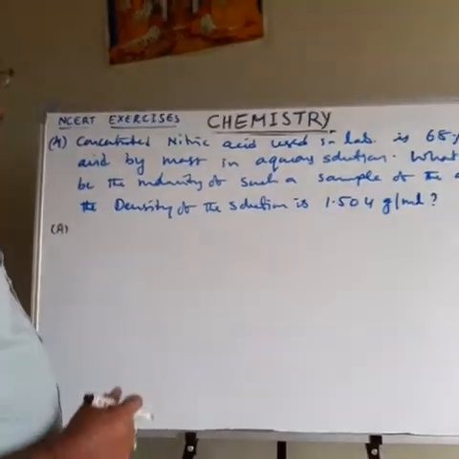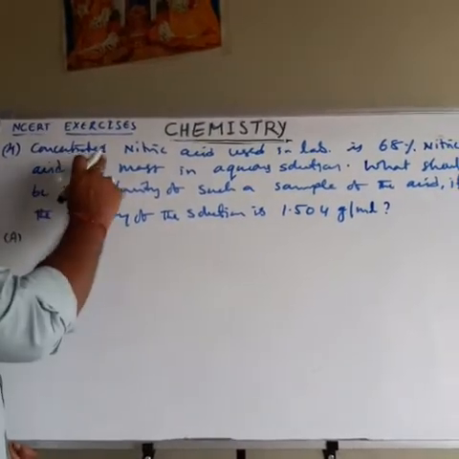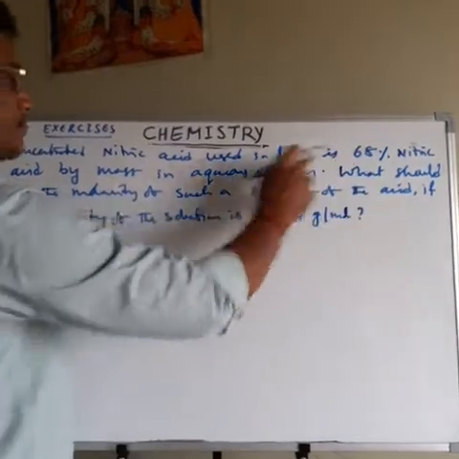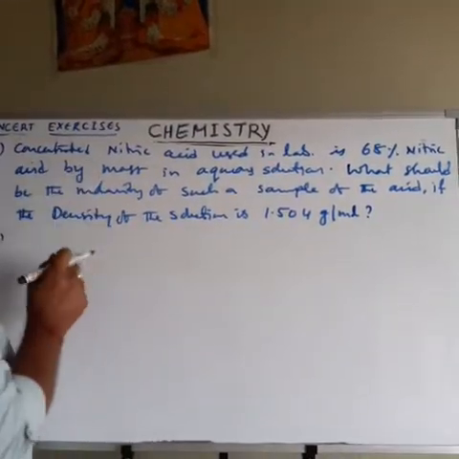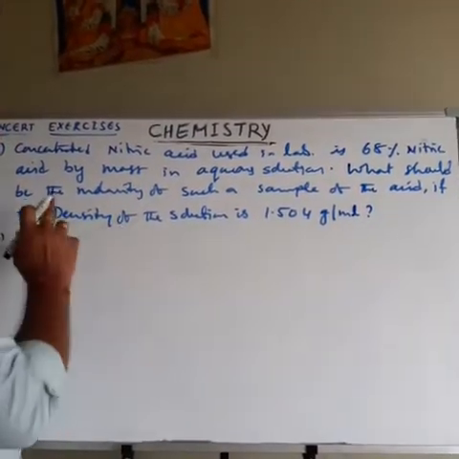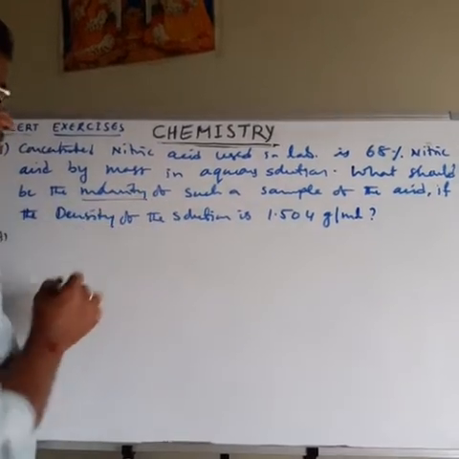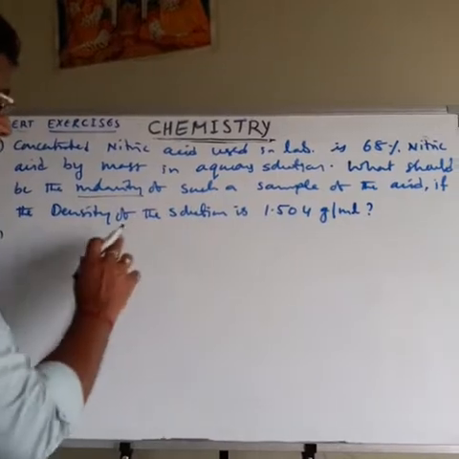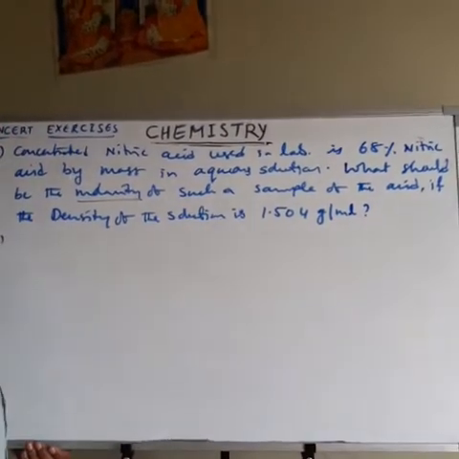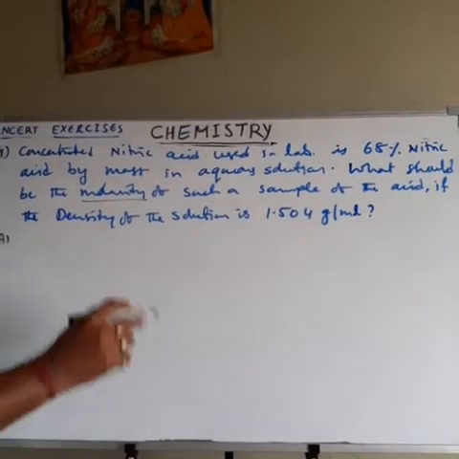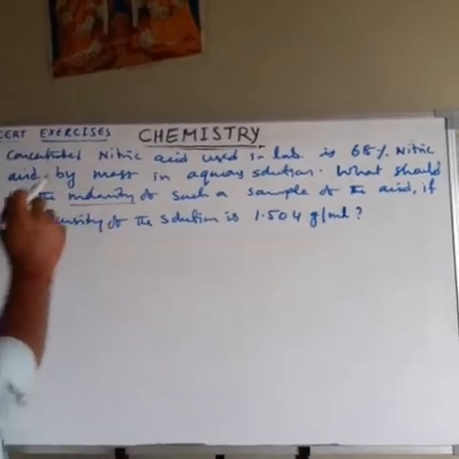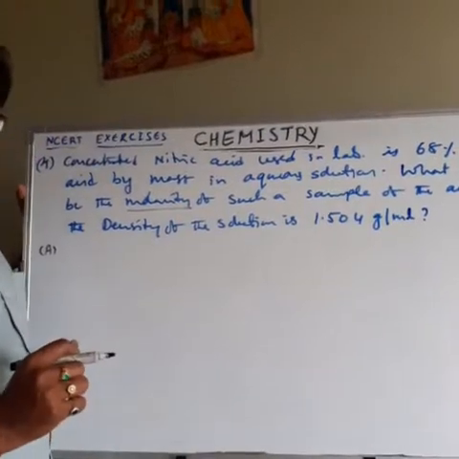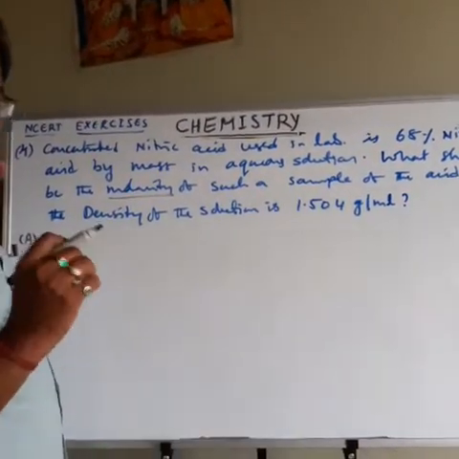Let us see question number 4. The concentrated nitric acid used in the laboratory is 68% nitric acid by mass in aqueous solution. What should be the molarity of such a sample of the acid if the density of the solution is 1.504 gram per ml? Before going to the molarity, first of all we have to know the number of moles of the solute and the volume of the solution.